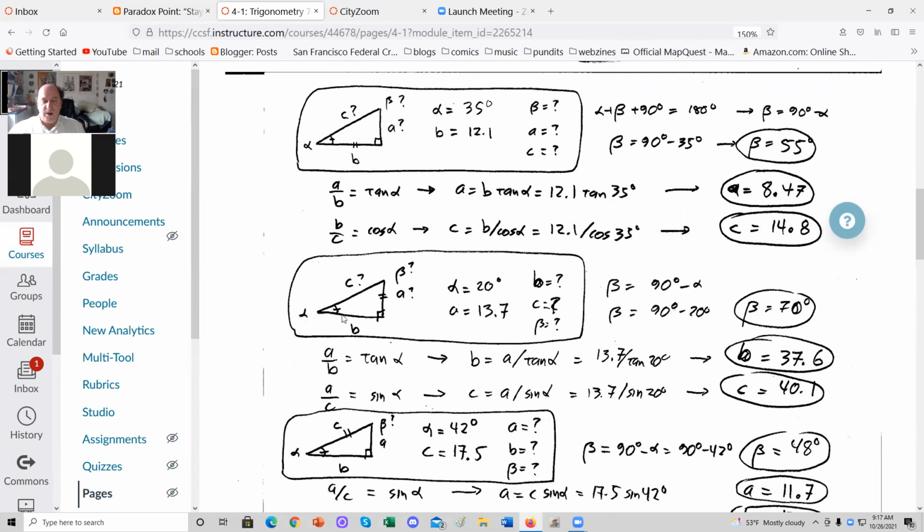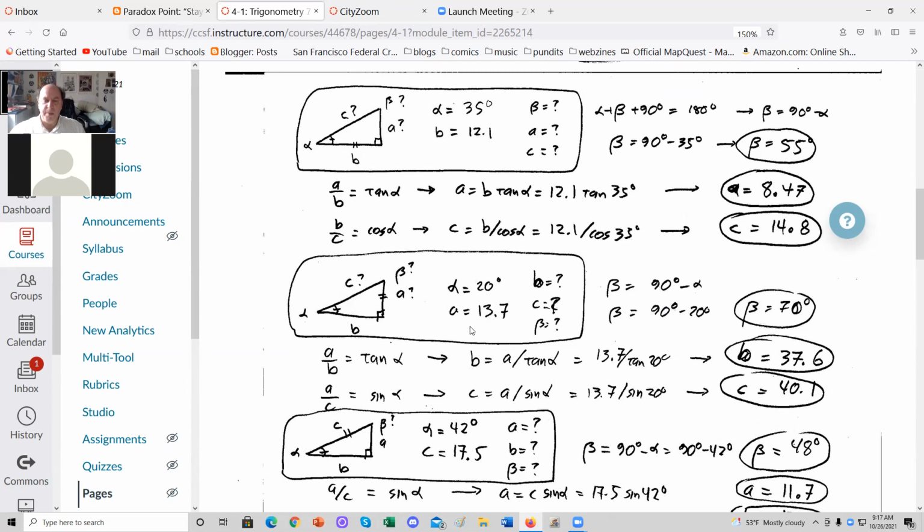Here, in a right angle triangle, we're given alpha and A. So angle and opposite side, versus angle and adjacent side. Alpha is 20 degrees, A is 13.7. What's B, C, and beta? As ever, the other angle is the easiest to find: 90 degrees minus alpha, which comes out to 70 degrees.